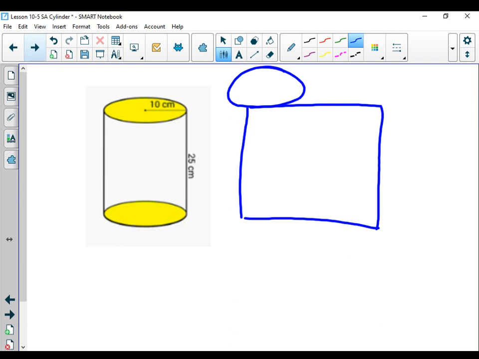Circle on the top, circle on the bottom. What do we know about the circle, Preston? The height is 25. What about the circle? The radius is 10. What am I going to do with that? Square, or second power, and then times 3.14. Mason, do you have that? Yep.